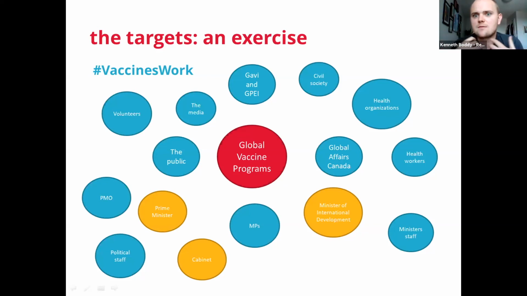And so now we're thinking about global vaccine programs, and it's part of our international assistance funding, we have to think about the Minister of International Development, her colleagues in cabinet, and the Prime Minister as having some sort of decision-making power in this. The other blue bubbles you see around the outside are also critically important people, but they might be influencers. And how they will connect to those decision makers is also really important to understand.